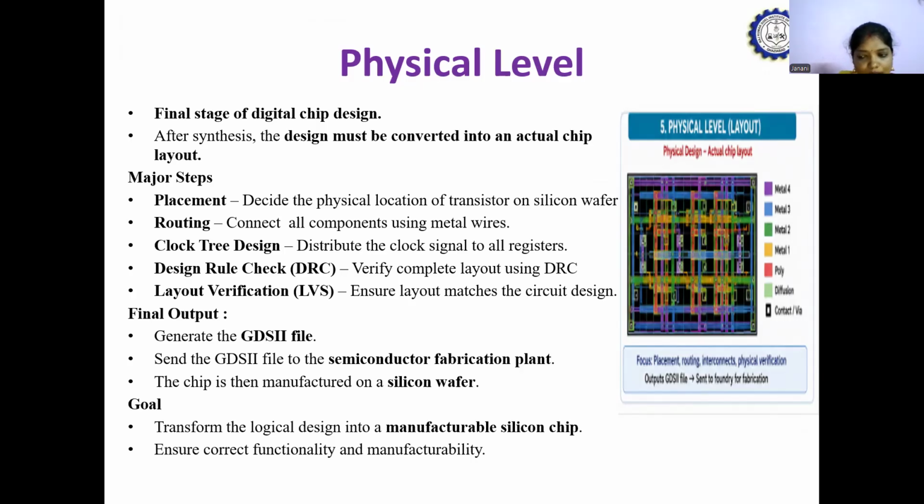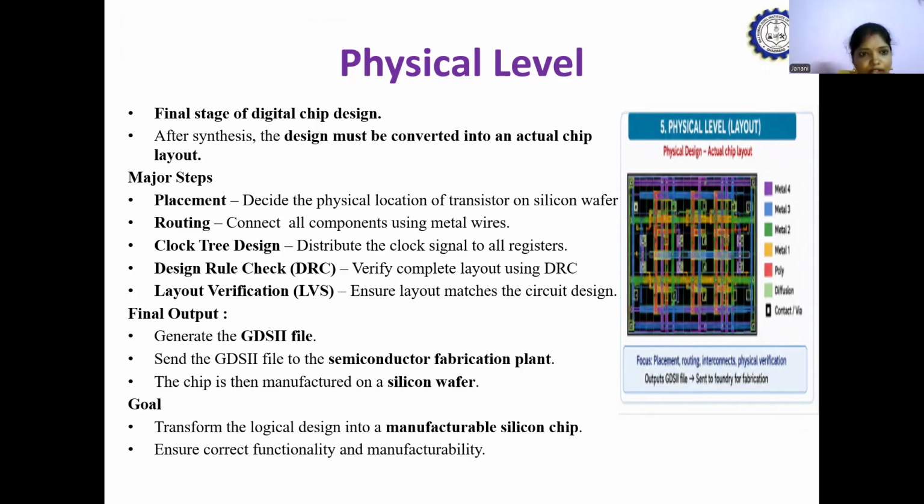Next is routing. Routing means how these components are connected using metal wire. Next, we decide the clock tree design, which means we distribute the clock signal to all the registers. After that, we verify the complete layout using DRC. Generally, this layout is drawn manually with the help of a stick diagram. The design rule check verifies the complete layout.